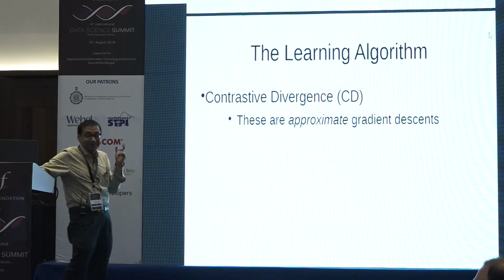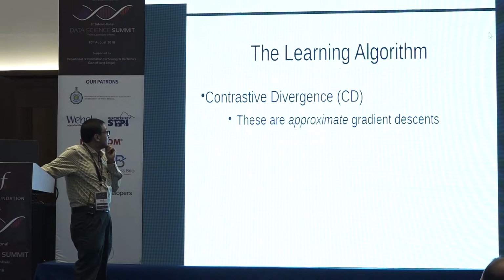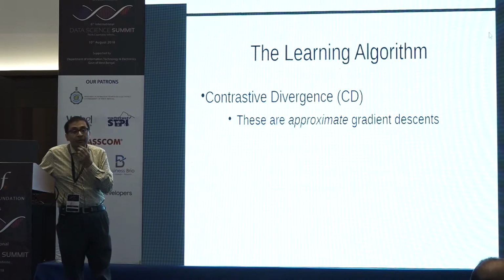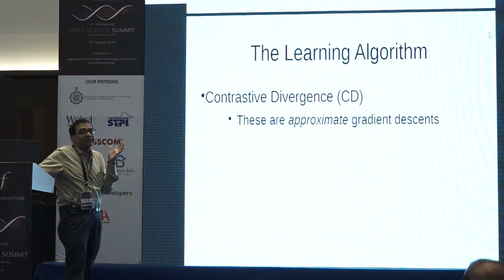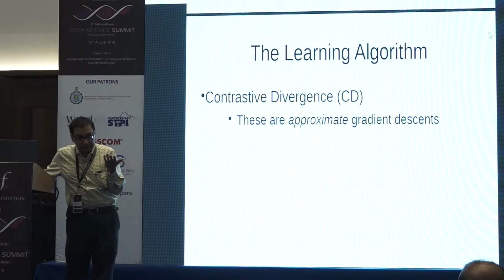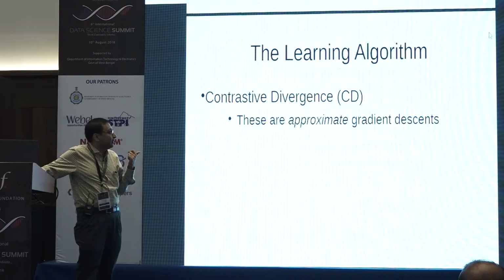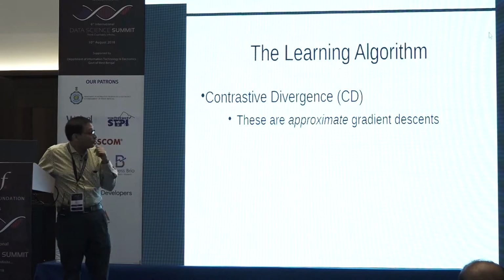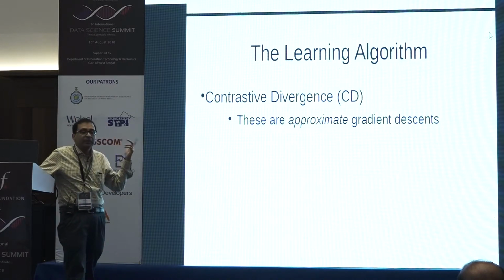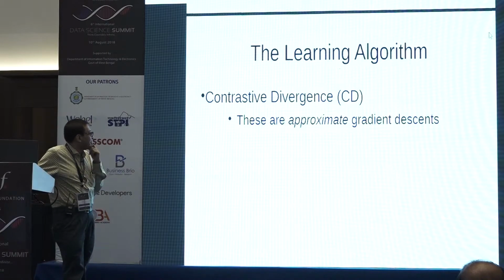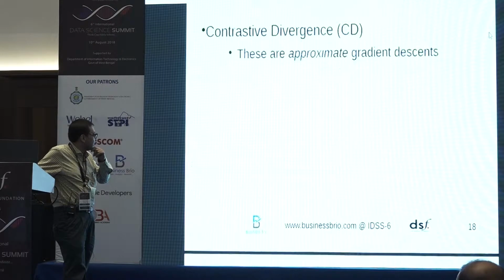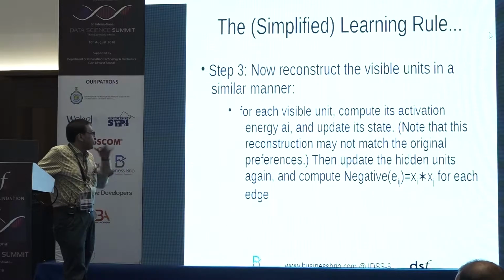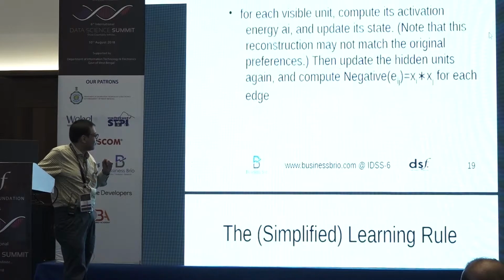Okay, I'll try to wrap up. So the algorithm they use is called contrastive divergence. It's called CD, and basically it's a variation of something very famous, which is called gradient descent. It's a stochastic gradient descent, an approximate variation of it, called CD. Now I'll just skip the math. It's a learning rule. We don't have time for that.